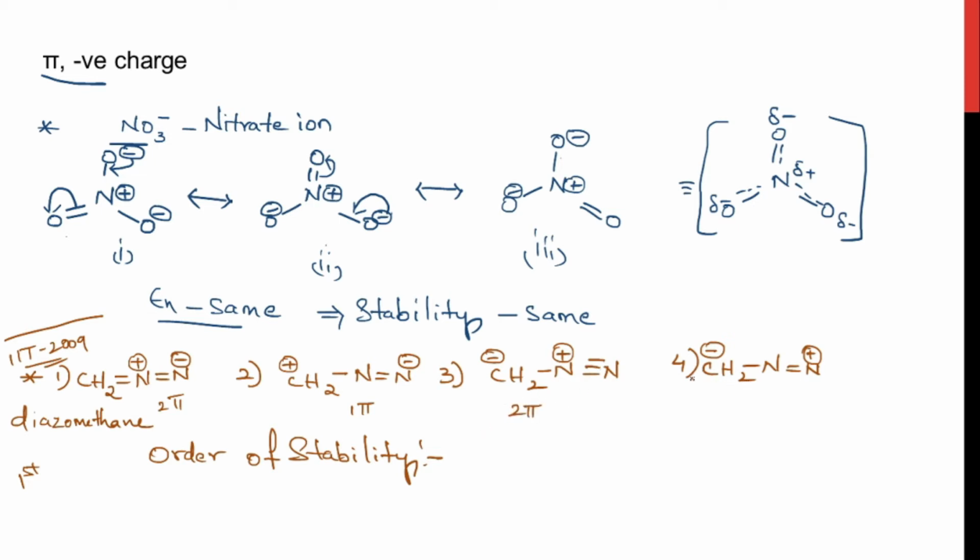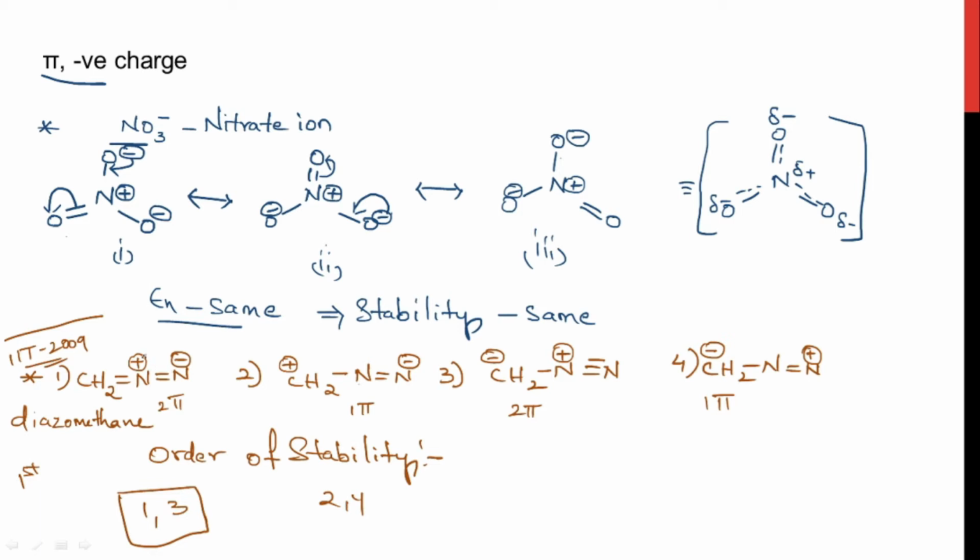In the fourth resonating structure, you can see one pi bond. So from this you can see first and third resonating structures are more stable than the second and fourth one. So we'll separate 1, 3 and 2, 4. Yes, the 1, 3 are more stable. Now between 1 and 3, which is more stable, we are going to see.